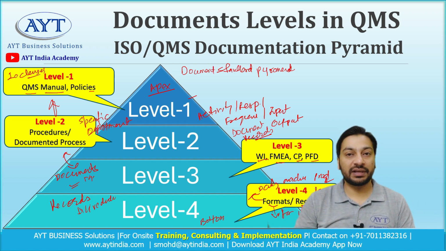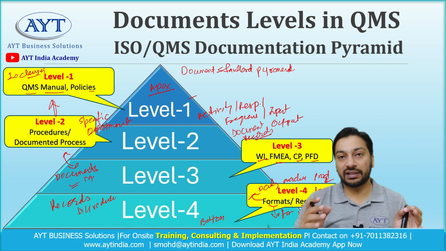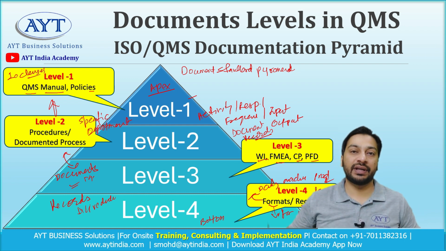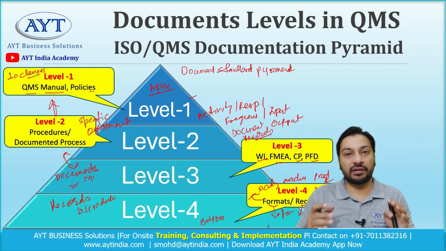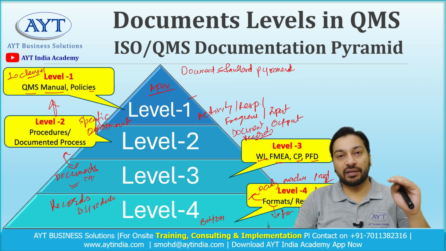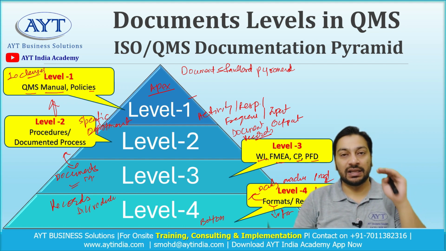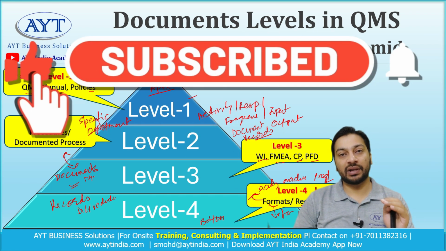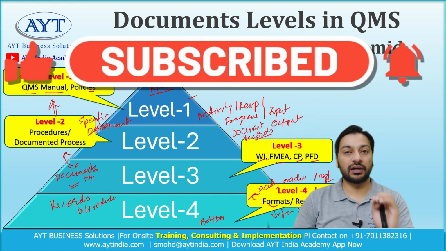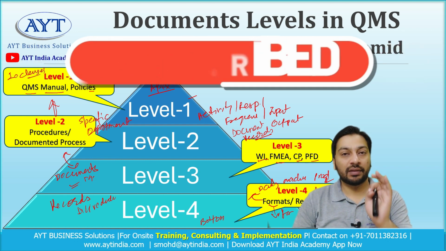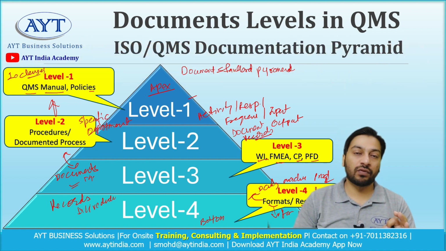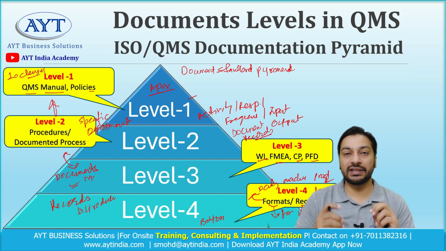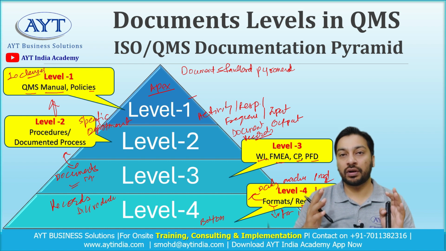So this way, this is the work of the document standard. Level 1 is our manual and policies, level 2 is our procedures, level 3 is our work instructions, control plans, PFE, PFD, etc. And level 4 is our formats, where we will record live data, which serve as evidence. Those are our level 4 documents.